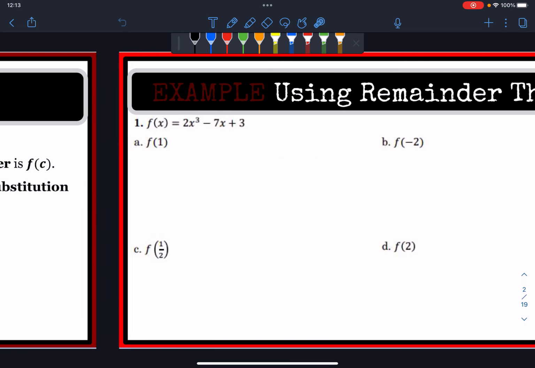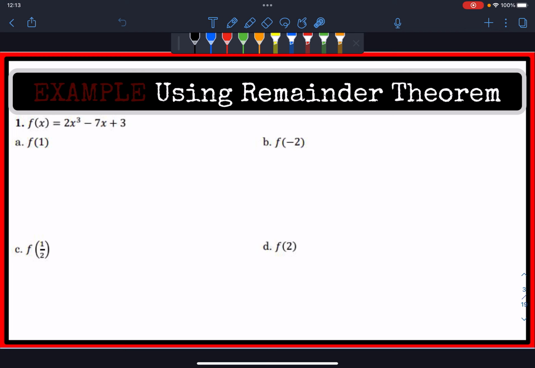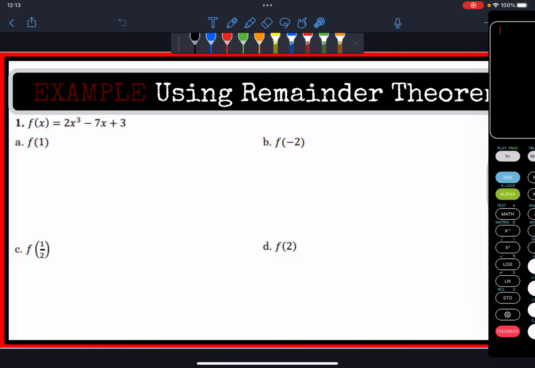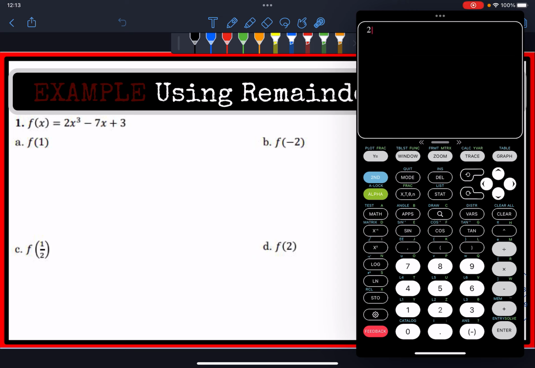So for example, if I want to evaluate this function using the remainder theorem at 1, -2, 1/2, and 2, I can do it the old-fashioned way by plugging in the number 1 for the value of x. So let me do that with the calculator. I can do 2 times 1, raised to the third power, minus 7, replace the x again with 1, and then add 3. And that gives us a value of -2.